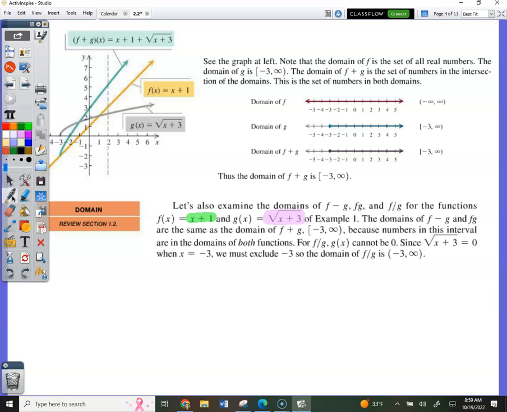G is an even root. It's a square root, which means watch out. Think of a GPS in my annoying voice. Watch out. Object on road ahead. You're going to have an issue here. This is an even root.